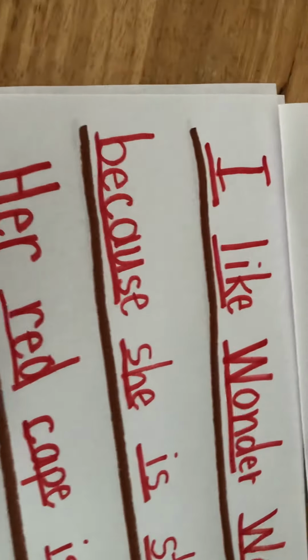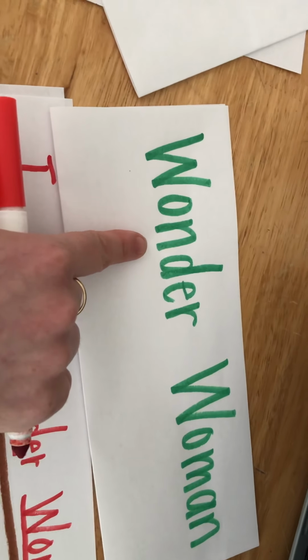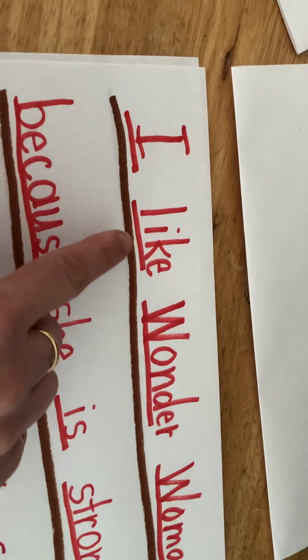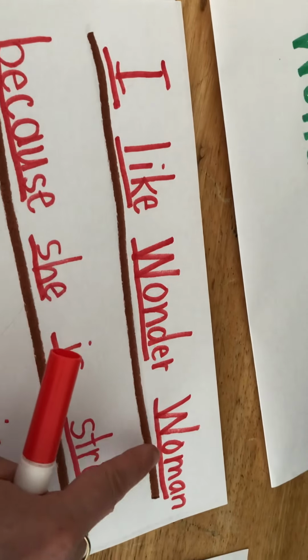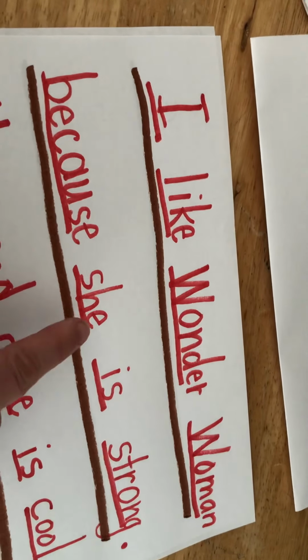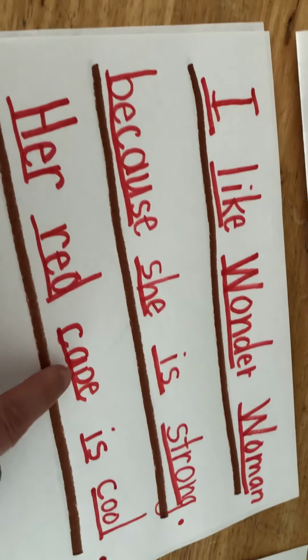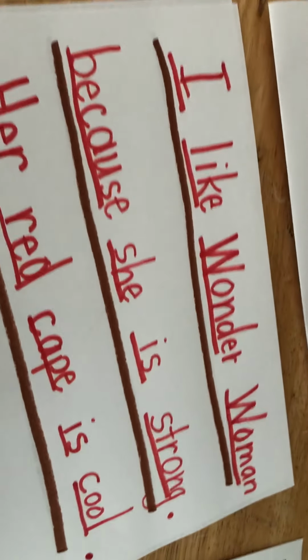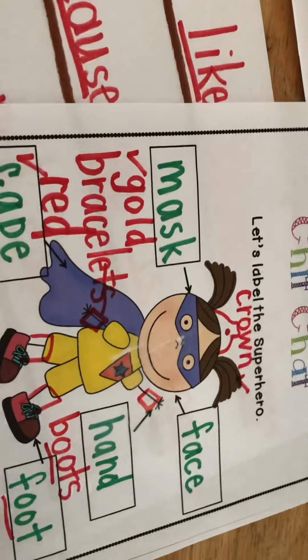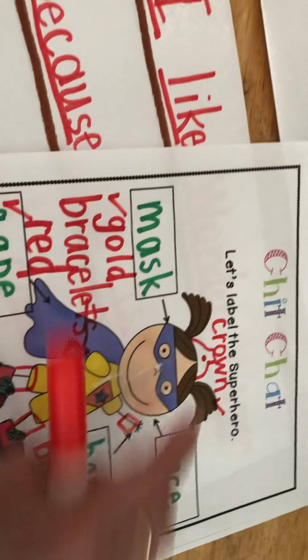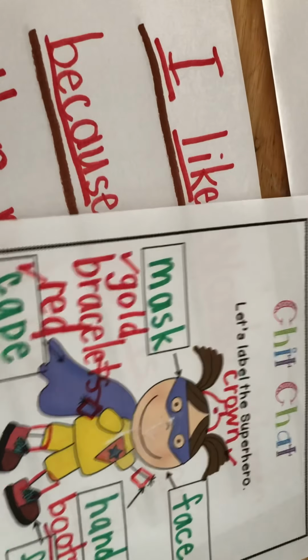Remember, when you're a writer, you're never really quite finished. There's always more to add. So let's read what I have so far. We'll start with our title. Wonder Woman. All right, you can read with me as I'm pointing. I like Wonder Woman because she is strong. Her red cape is cool. Now tomorrow or another day, I might want to write about her gold bracelets or her boots, maybe her crown or something else.